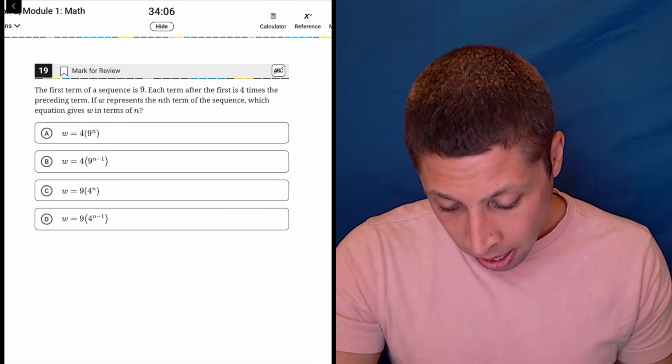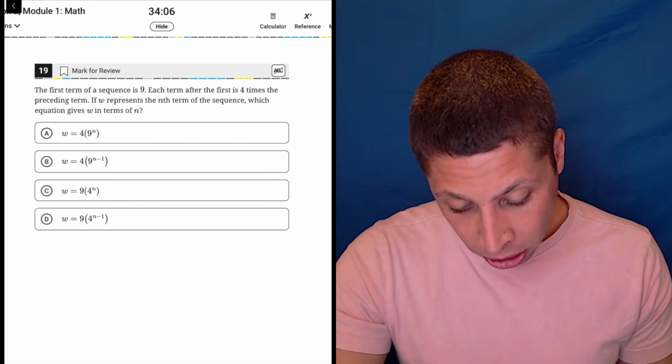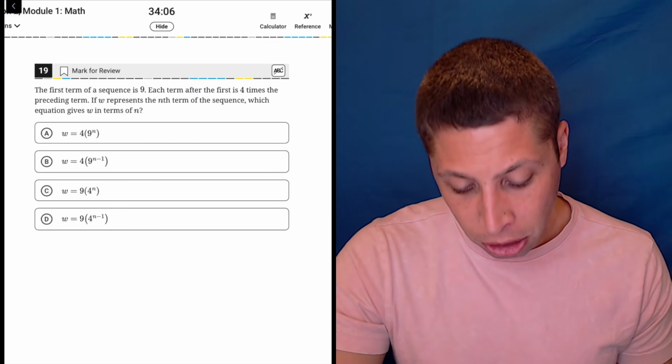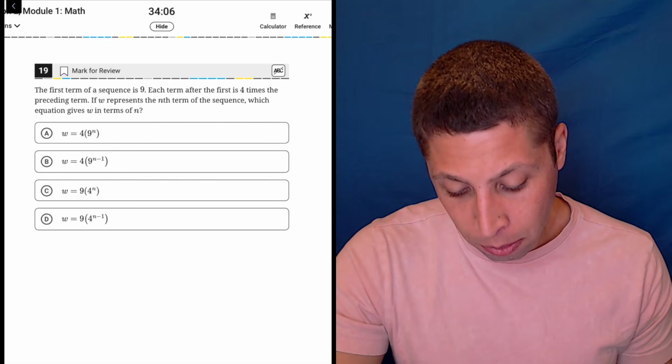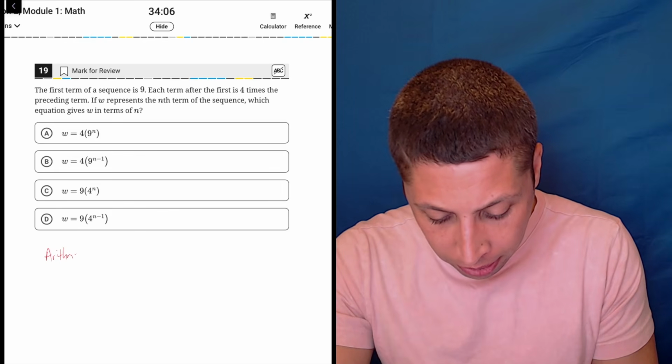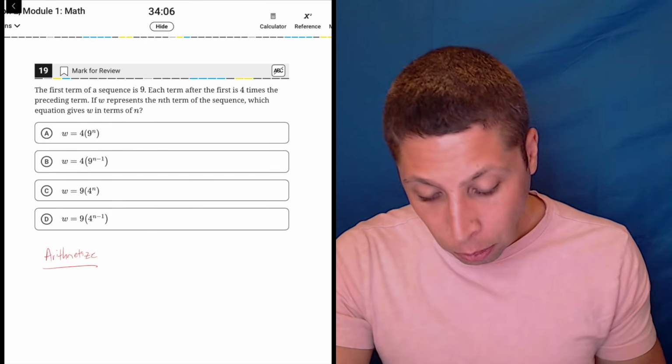This seems easy. The first term of a sequence is 9. Each term after the first is 4 times the preceding term. If W represents the nth term of the sequence, which equation gives W? Okay, this is an arithmetize question. Arithmetize. I am not going to think about this conceptually. I'm going to actually do it, right?